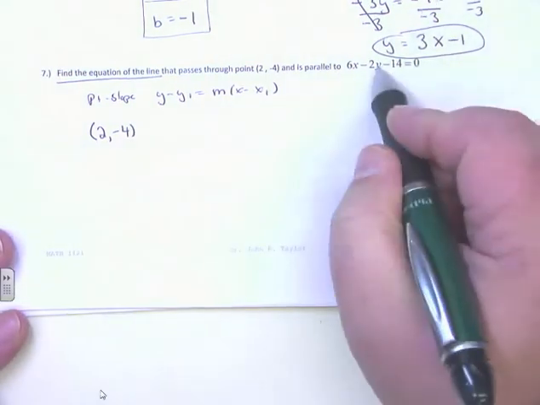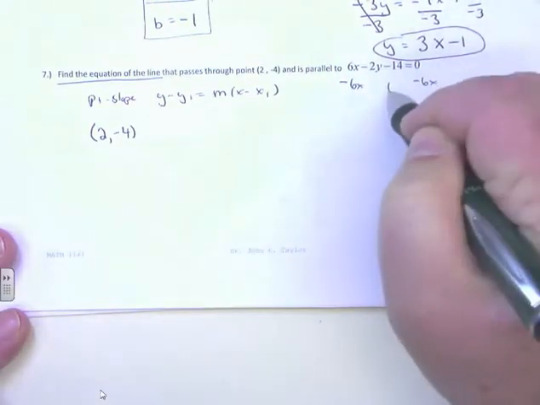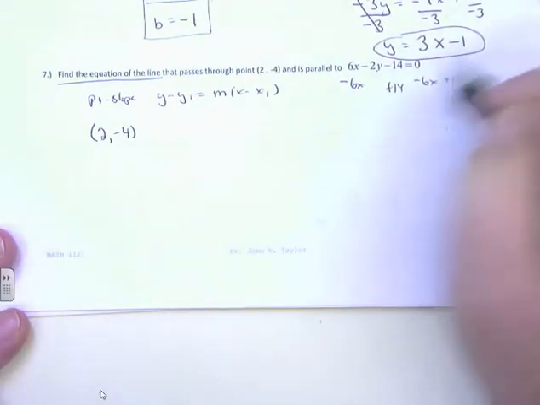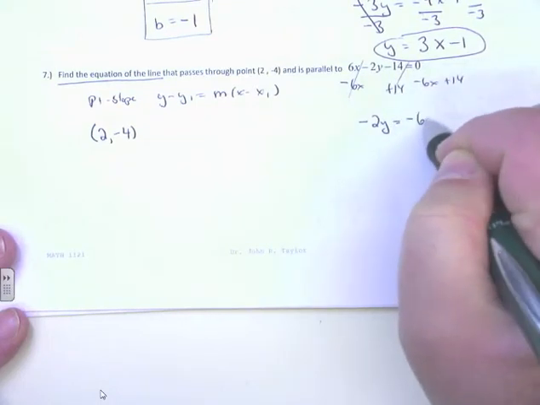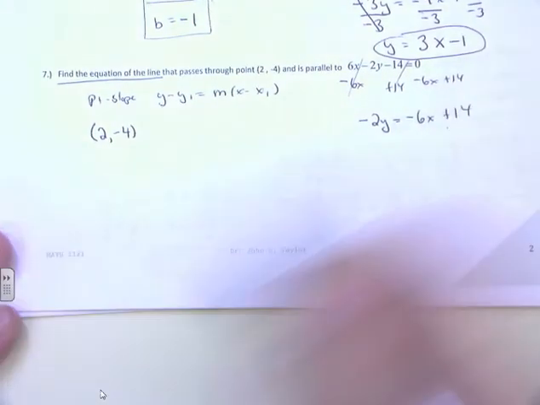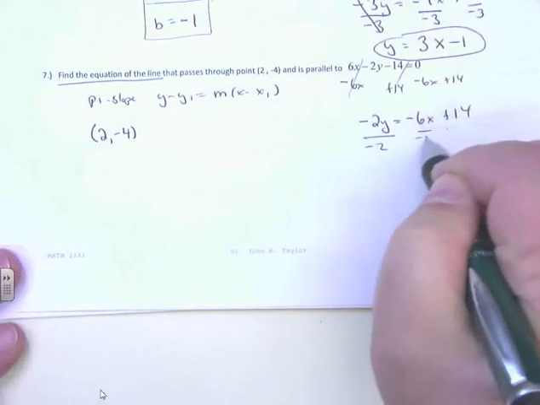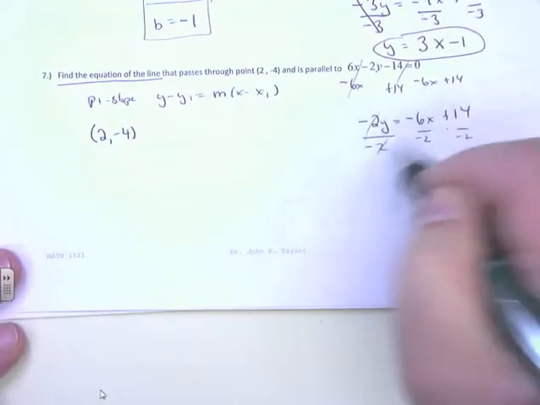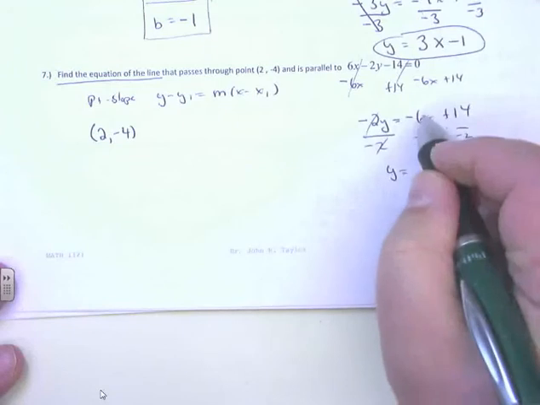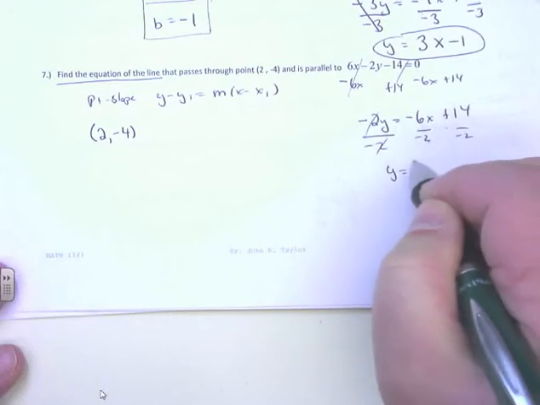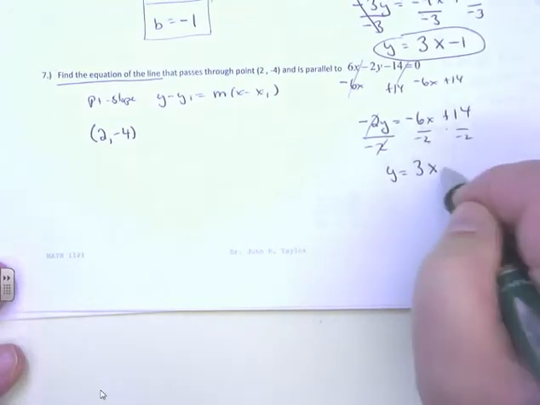Solve this thing for y. I'm going to subtract 6x from both sides, and add 14 to both sides. This cancels. I'm left with negative 2y equals negative 6x plus 14. Now what am I going to do? Divide by negative 2. What I do to one side, I do to the other. What I do to one term, I do to all terms. y equals, what's negative 6 divided by negative 2? Positive 3x. And what is 14 divided by negative 2?